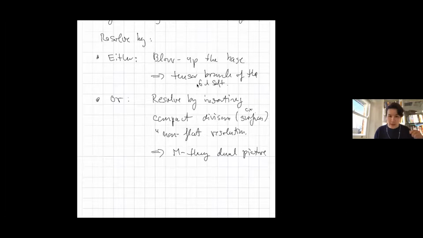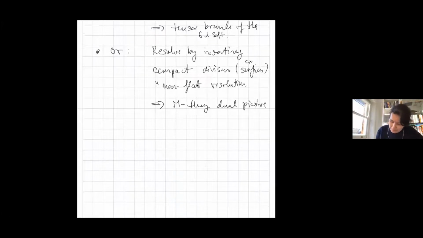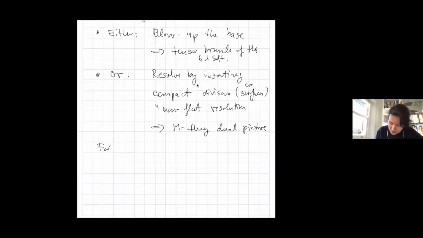So can I ask a question? Yeah, absolutely. In the first case, when you blow up the base, I guess with the fiber you're also inserting a compact divisor, right? Yes, indeed. So let's be specific. In the blow up of the base, what you're asking is how exactly we are going to do this. The point is, for 6D SCFTs, these non-minimal singularities occur in codimension 2 in the base.